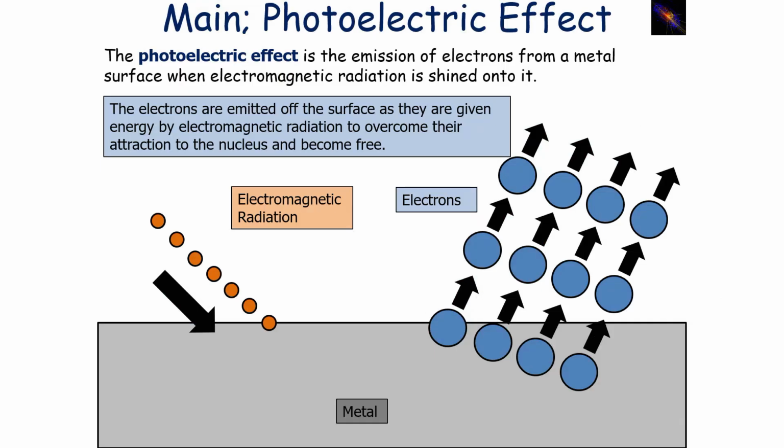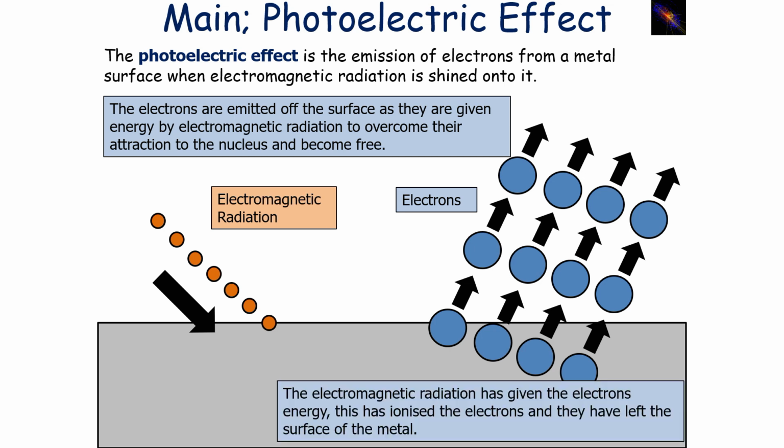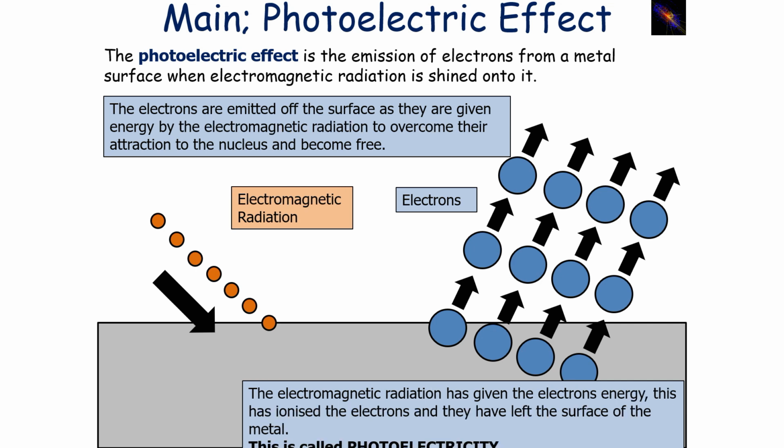The photoelectric effect is the emission of electrons from a metal surface when electromagnetic radiation is shone upon it. The electrons are emitted from the surface as they're given enough energy by the electromagnetic radiation to overcome their attraction to the nucleus and become free. So the radiation has given those electrons in the metal energy that has ionized them, and they leave the surface of the metal and form what is called photoelectricity.